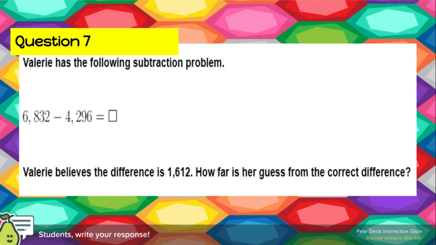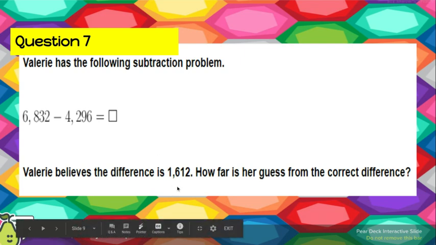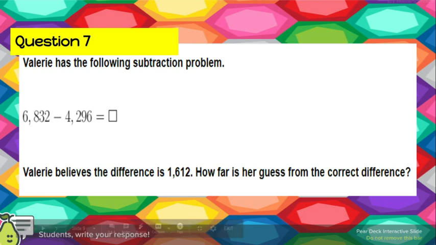So pause your video now, solve this problem. Then find the difference between the correct answer and Valerie's answer. Then go to question number 7 on your Google form and enter the correct answer there. Once you've answered question number 7, turn your video back on and we'll move on to the next question.